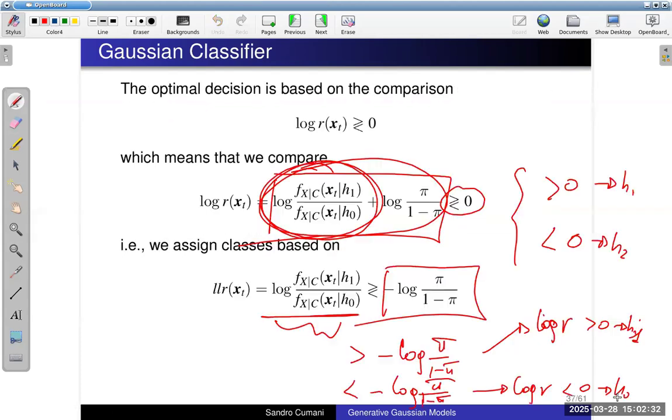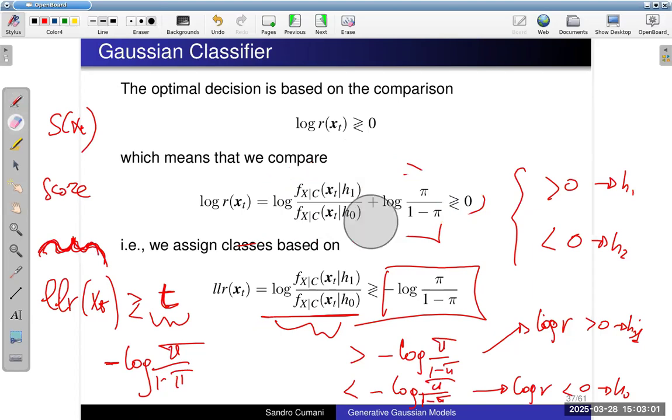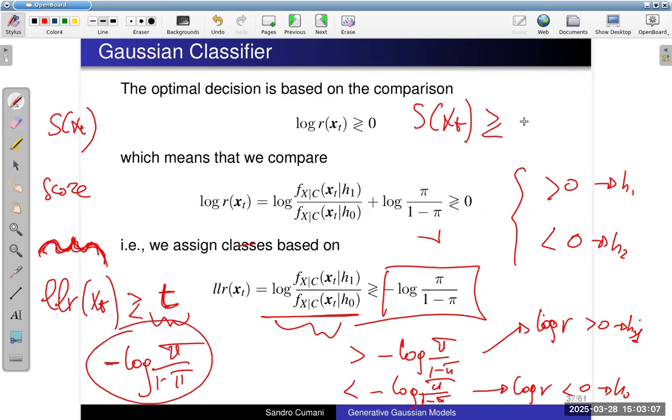So we can cast the problem as taking our log likelihood ratio and comparing it with a threshold t. What is this threshold t? It is minus the prior log odds of our application. This behaves like a score. We call it S of x, but it's a score that has a strong interpretation. It's a score that represents a log likelihood ratio. And here we have a threshold. So again, we can cast the problem as computing a score and comparing it with a threshold.